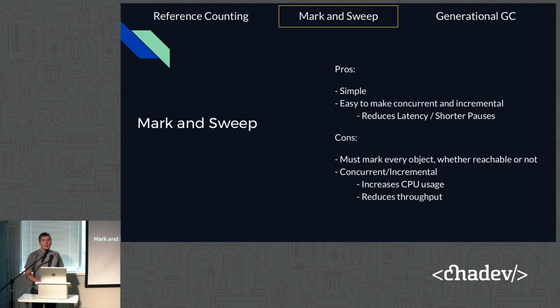This has some pros. It's a simple algorithm to implement compared to generational GC, and it's easy to make it concurrent or incremental. So if you need to be able to guarantee low latencies, you can do that. The cons are that you must mark every object, whether reachable or not, which means that if your heap size grows, then your GC pauses, and the amount of time it takes to free up memory, increases. And if you do concurrent or incremental, then you require more CPU to do the same amount of work as a sequential mark and sweep.